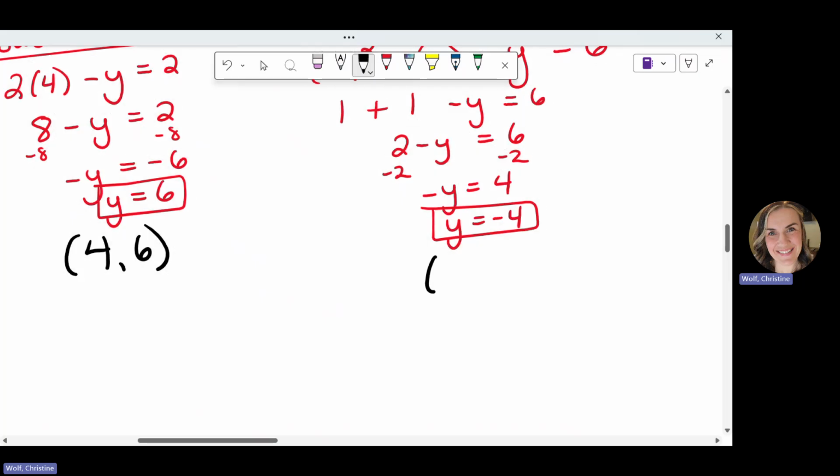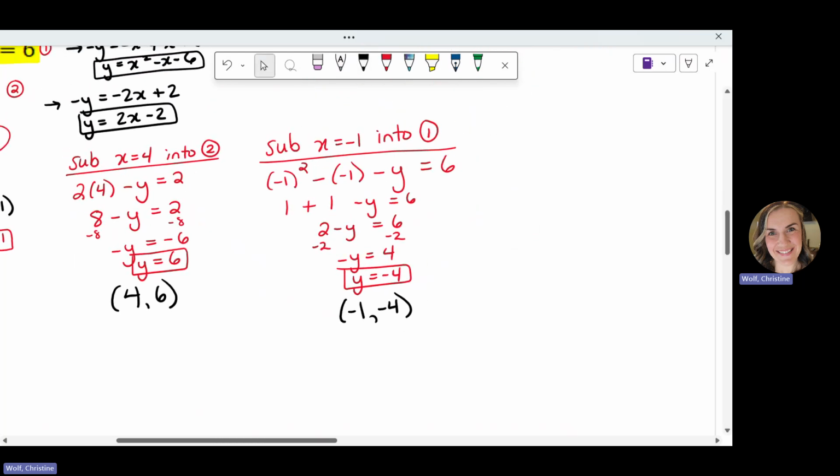So I just figured out my second point. When x is negative 1, y is negative 4. And had you plugged it into the other equation, it would have given you the same answer. Okay.